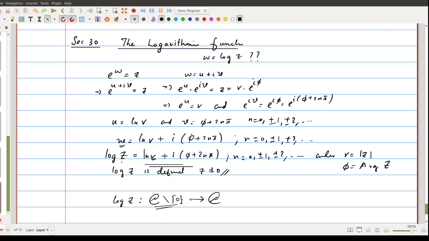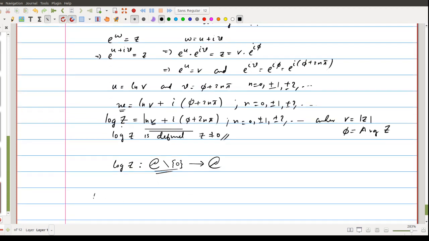Now you can evaluate, for example, we evaluate the logarithm of i as well. What is log i? This log i can be written as the logarithm of what is i? i can be written as the modulus 1 times e to the power i pi by 2.